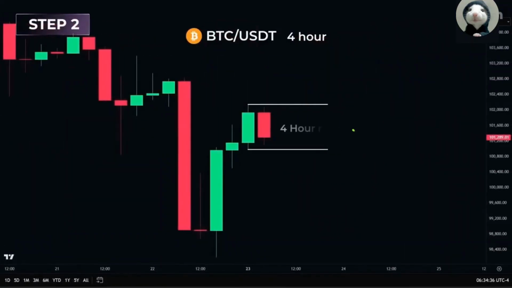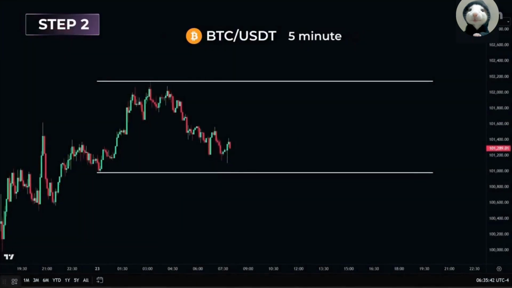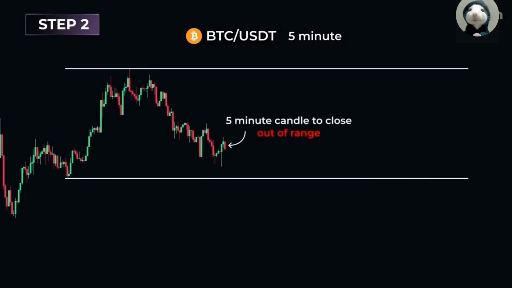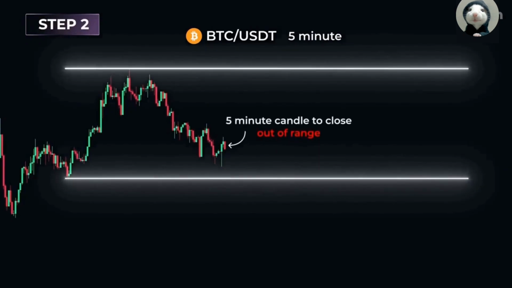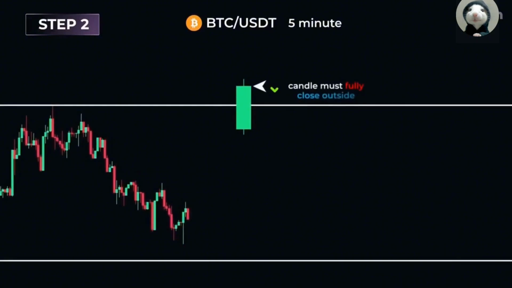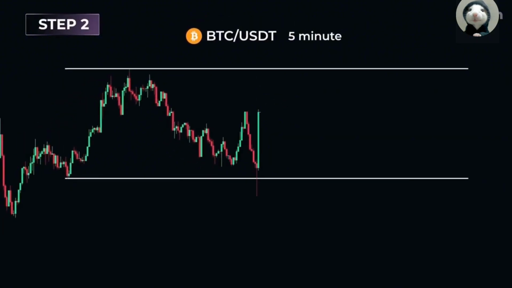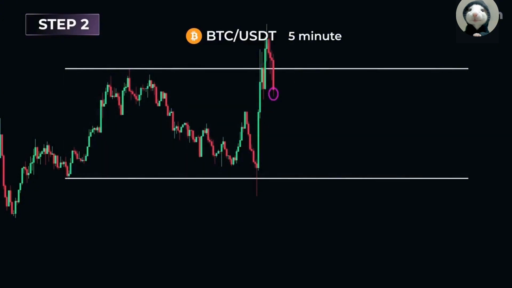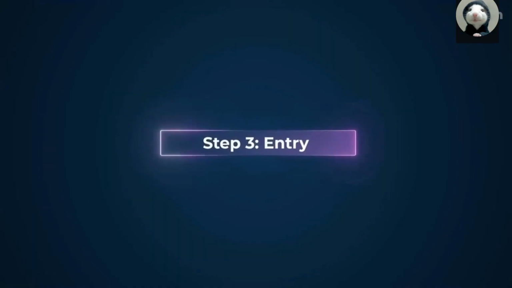Step 2. So after the 4-hour range is identified, we go down to the 5-minute time frame to look for scalp setups. So, the setup we're looking for is when the 5-minute candle closes outside of the range, either the range high or range low. But again, the key here is the candle must fully close outside, so wicks alone don't count. After the breakout, we then wait for price to re-enter and close back inside the range again. But make sure that all of this happens within the same day as the 4-hour range we marked. Once that sequence plays out, we move to step 3, which is our entry.